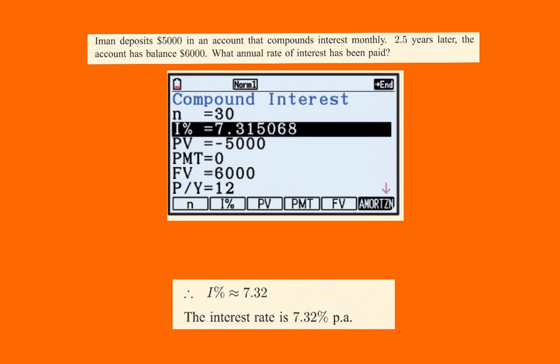One last one that you can read through. The only difference here is that we're looking for the annual rate of interest, compounding monthly, and 2.5 years. Enter the information in, press I for interest, and you'll get the information out. Remembering I comes as a percentage, so you don't need to change it to a decimal.